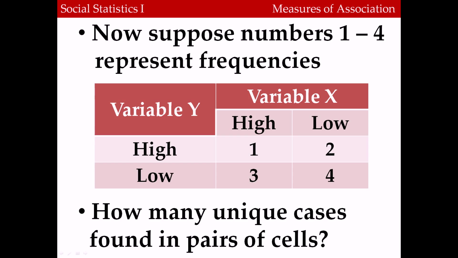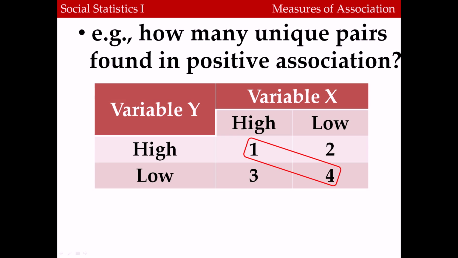Let's switch gears for a moment. Let's suppose that instead of using 1 through 4 to identify the different cells, these numbers are actually cell frequencies. In other words, let's say that we have 1, 2, 3, and 4 people, respectively, in each of these different cell combinations. Let's suppose that we pick two cells.